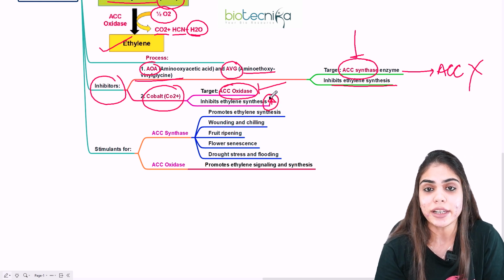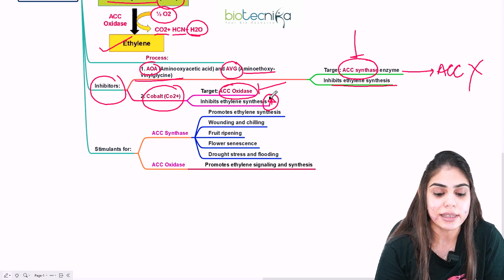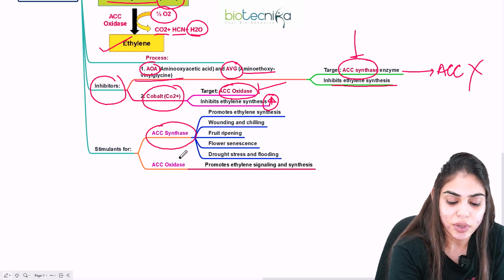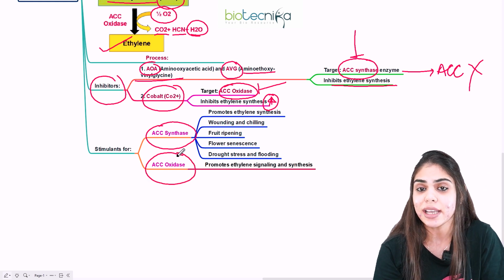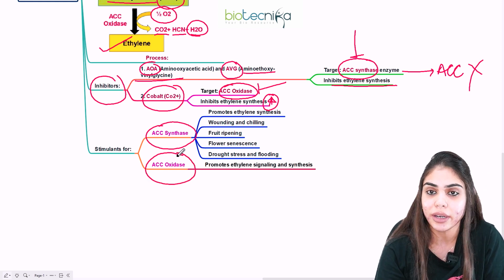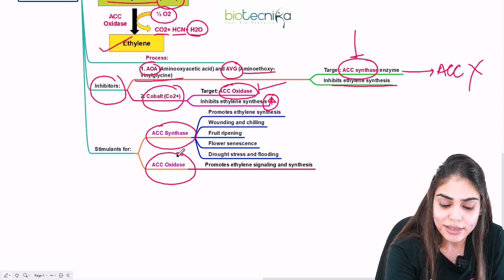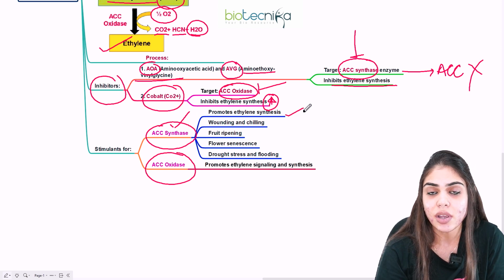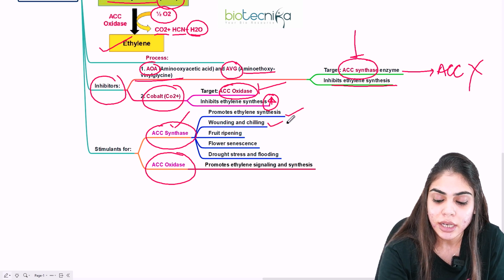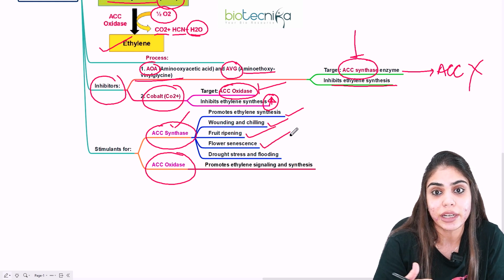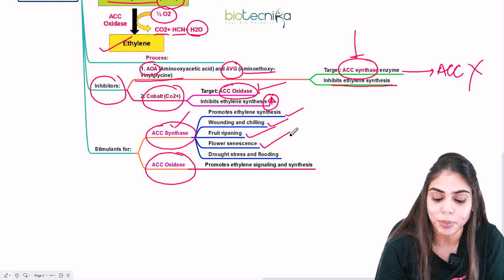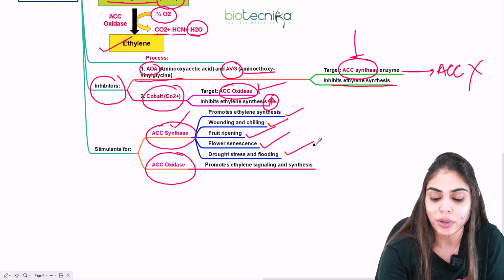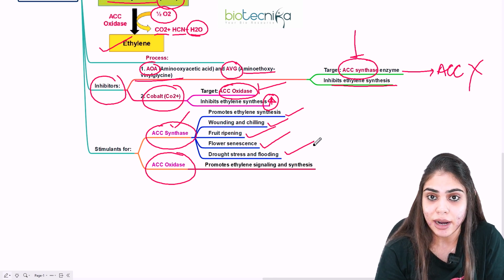Now there are some stimulants which are used to stimulate both the enzymes, that is ACC synthase as well as ACC oxidase. So if stimulants are used for both the enzymes, what would be the result or inference in the plants? If ACC synthase is stimulated, it will promote the ethylene biosynthesis. It also helps in the wounding and chilling process in plants. It enhances the fruit ripening process. It also regulates flower senescence, where it will promote the senescence or aging process in plants. It is also responsible for regulating the abiotic stresses in plants like drought stress as well as flooding stress.